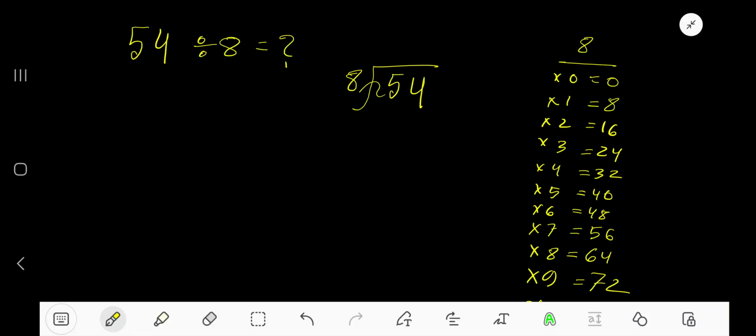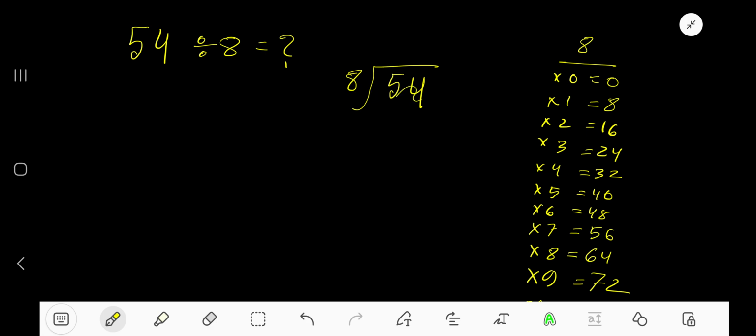54 divided by 8. 8 is the divisor, so we need the multiplication table of 8. 8 times 0 is 0, 8 times 1 is 8, 8 times 2 is 16, 8 times 3 is 24, 8 times 4 is 32, 8 times 5 is 40. To find the multiplication table of 8 easily, just add 8 to the previous step. 0 plus 8 is 8, 8 plus 8 is 16, 16 plus 8 is 24, 24 plus 8 is 32.